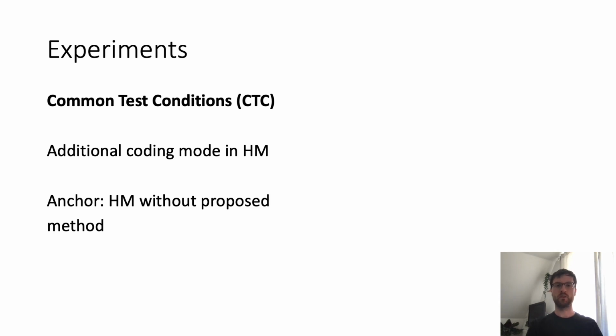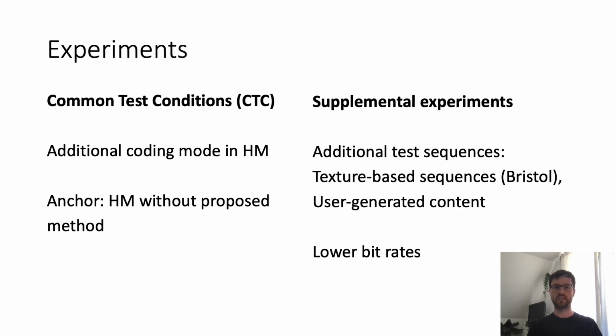For the experimental setup, we use common test conditions as defined for HEVC, and we implement the proposed methods as an additional coding mode in HM. The anchor is HM without the proposed methods. In addition to the common test condition experiments, we perform some supplemental experiments to gain further insights. For instance, we use additional test sequences, the texture-based sequences proposed by Bristol University, and also some user-generated content. Also, we assess the performance on lower bit rates.